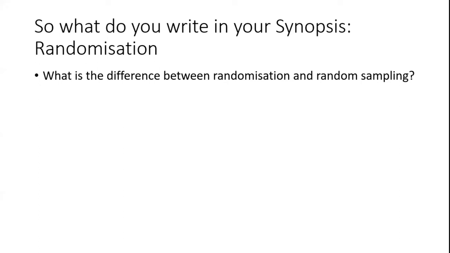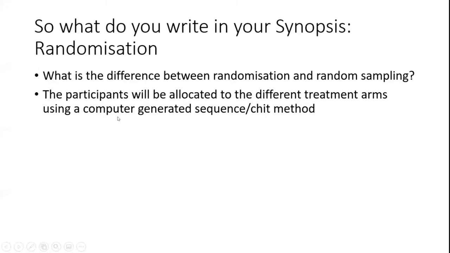So what do you write? You write the participants will be allocated to the different arms using a computer generated sequence, or you can write chit method, whatever is the method, or random number table method, even and odd, that sort of stuff. So this is under the heading of randomization.